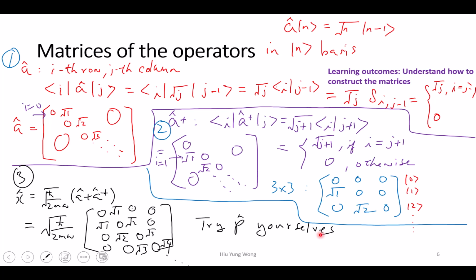So this is just a review, but it's very important to understand in the simple harmonic oscillator, we often operate on this eigenvector of the number operator basis. Okay, any questions?